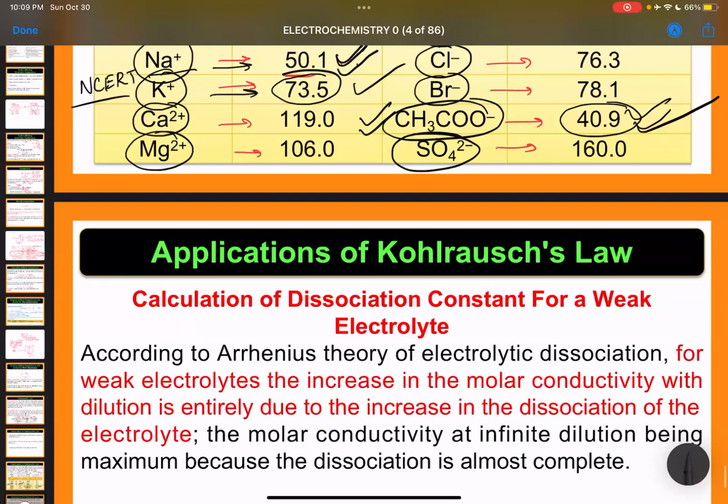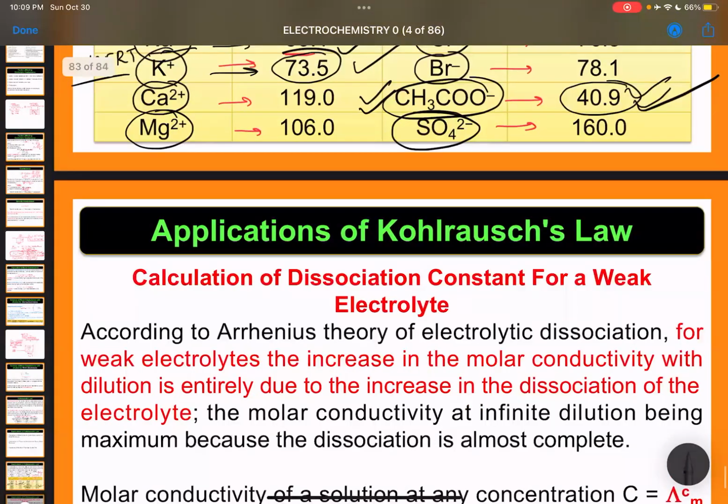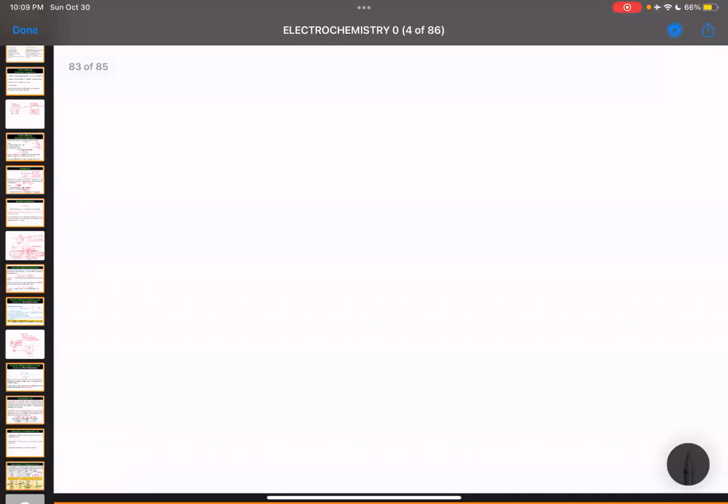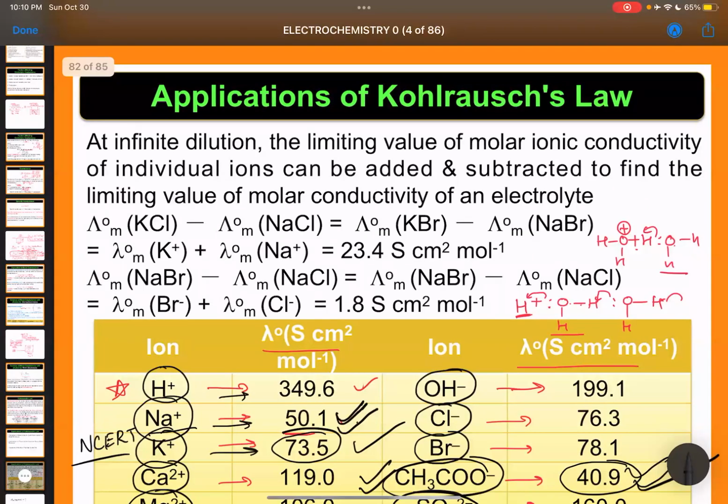Okay, let me give you one question. It is very easy, simple. But you need to be very alert, because in addition and subtraction you can make mistakes. Suppose what's the molar conductance of CH3COOH? And they will give you the molar conductance of H plus 349.6, 50.1.